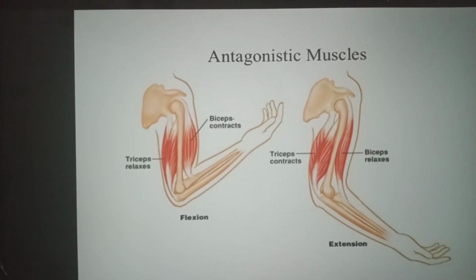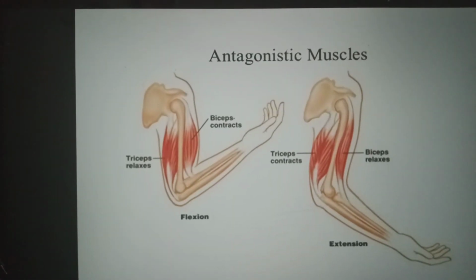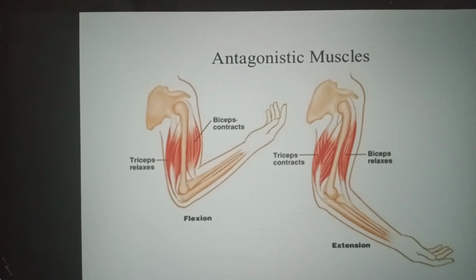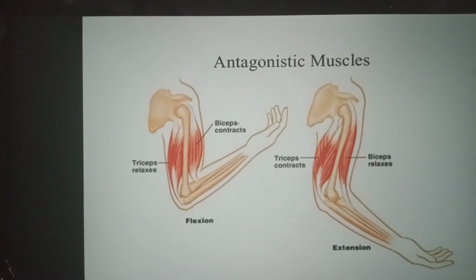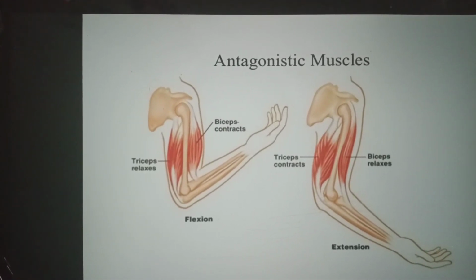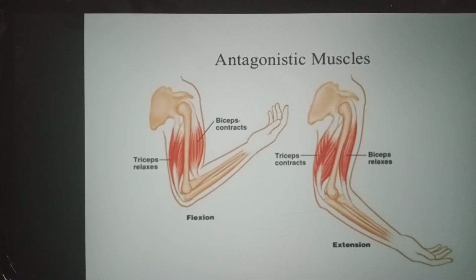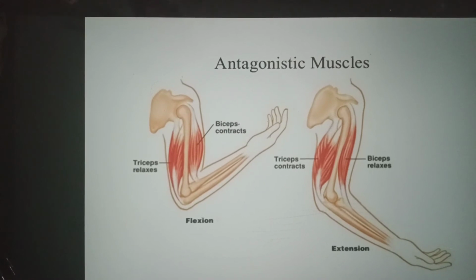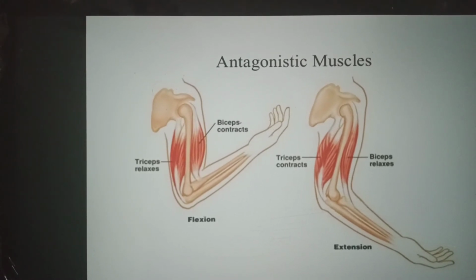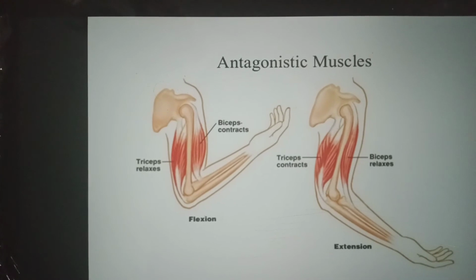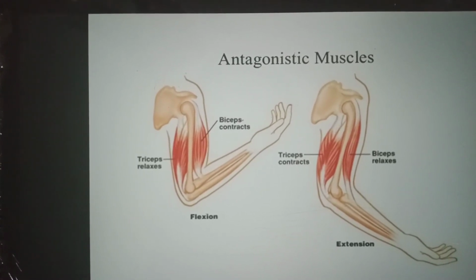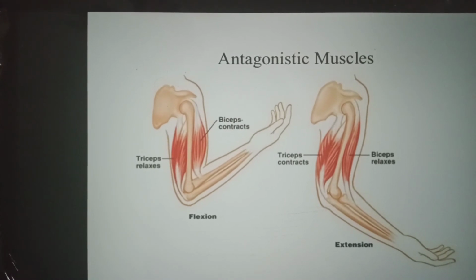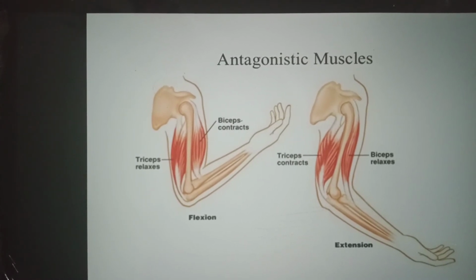When biceps contract, the forearm insertion end is pulled upward. It is the flexion of the elbow joint. During flexion, the triceps muscle relaxes. When the triceps muscle contracts, the forearm is pulled downward. It is the extension at the elbow joint. During it, the biceps muscle relaxes. In this way, biceps and triceps make up an antagonistic pair of muscles.